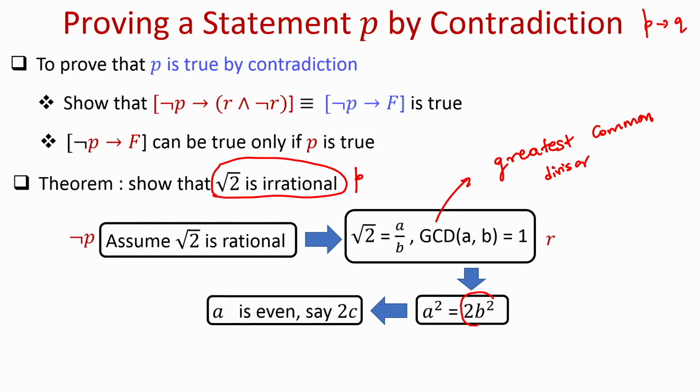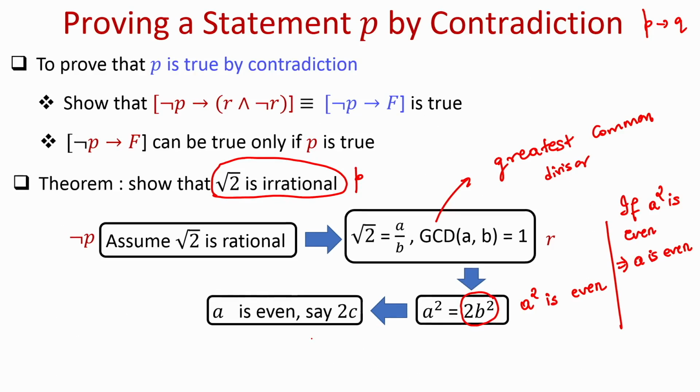Now, A square is equal to 2B square means A square is even, right, because it is 2 times some integer B square. Then if A square is even, I can prove that A is also even. I am not separately proving it, you can easily verify this, that if A square is even, it implies A is even. You can prove it by contrapositive. You can show that if A is odd, then A square is also odd. Okay. So, I am not separately proving that.